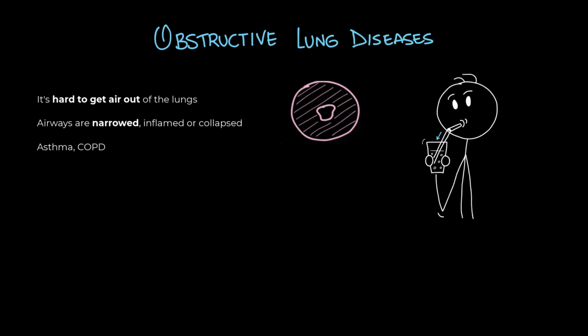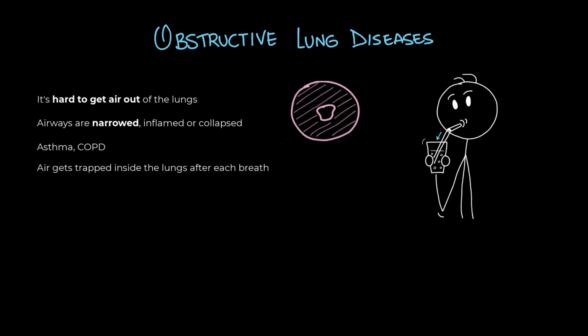When you breathe in, you can usually get air into your lungs without too much trouble. But when you try to breathe out, the narrow airways slow down the air leaving your lungs. This makes it hard to push all the air out quickly. As a result, air gets trapped inside the lungs after each breath.